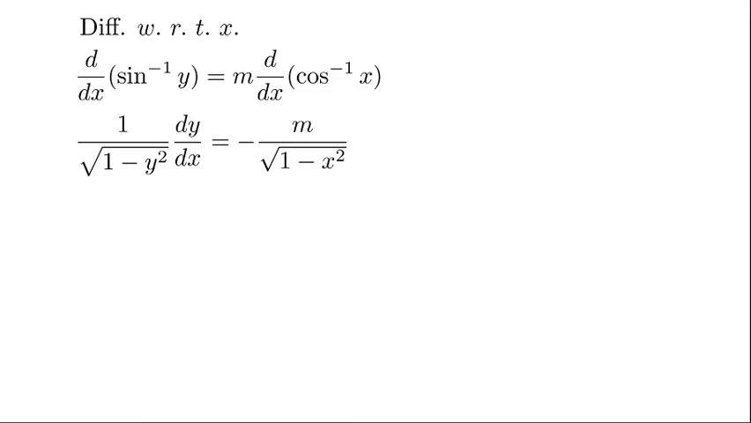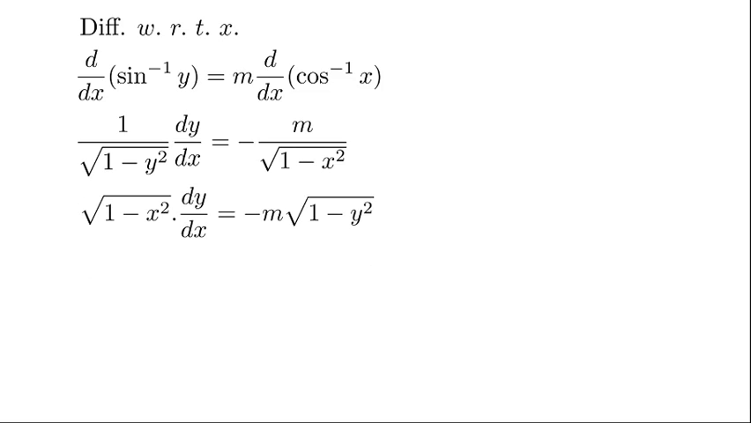And now differentiate with respect to x. So we get d by dx of sine inverse of y equal to m times d by dx of cos inverse of x. In the left hand side it is a sine inverse of y. So we apply composite function rule. And in the right hand side is a direct derivative. So it gives you 1 upon root of (1 minus y square) into dy by dx equal to minus m upon root of (1 minus x square). Now cross multiply both sides. We get root of (1 minus x square) dy by dx equal to minus m into root of (1 minus y square).